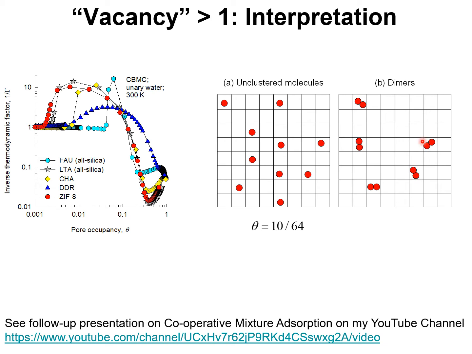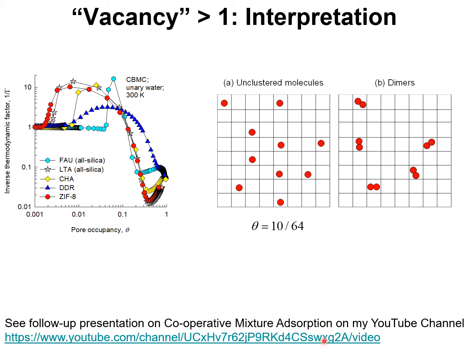In other words, if clustering occurs and I have only 5 dimers and 59 monomers, I have 59 plus 10 guest molecules, that is equal to 69 molecules that can occupy 64 sites. In other words, the vacancy is effectively increased due to cluster formation.